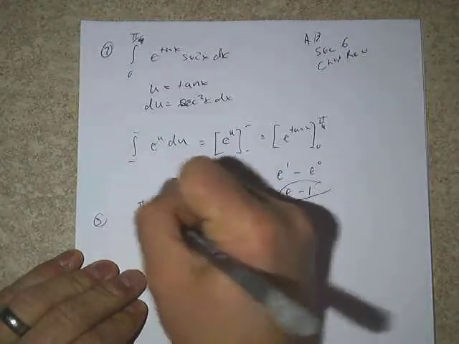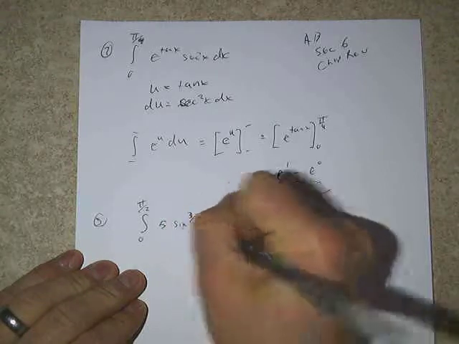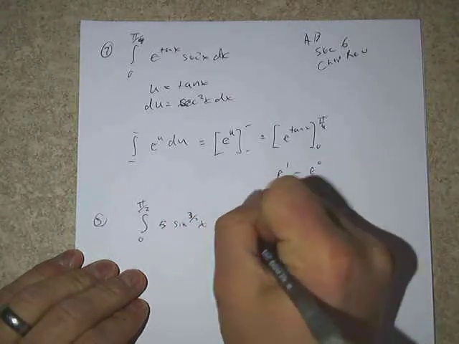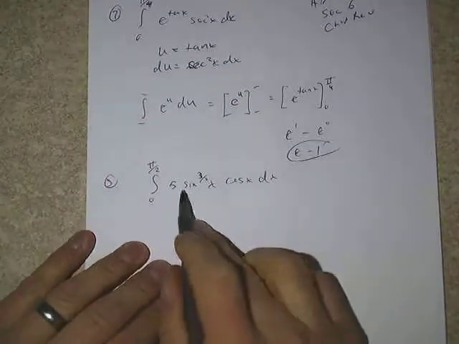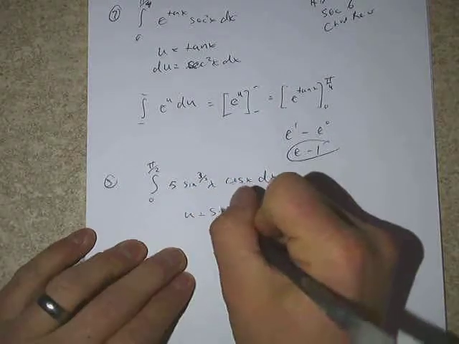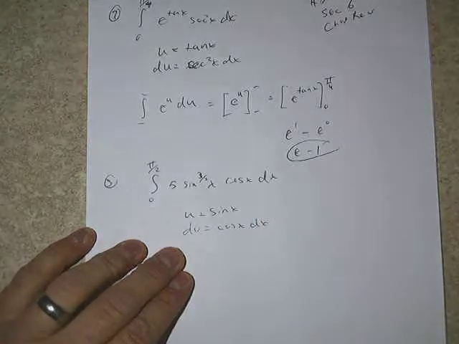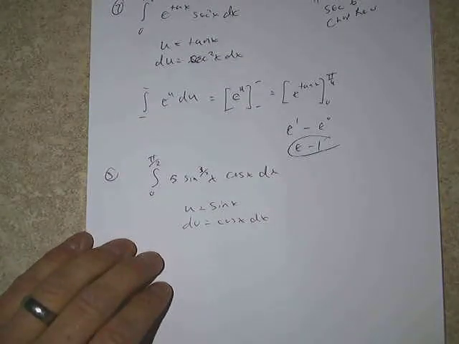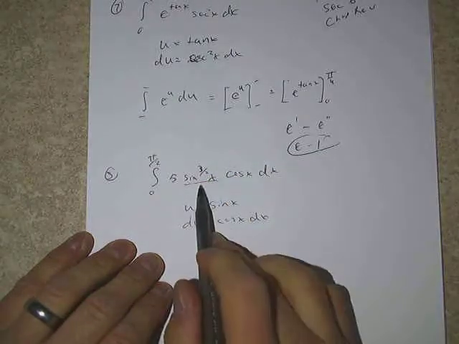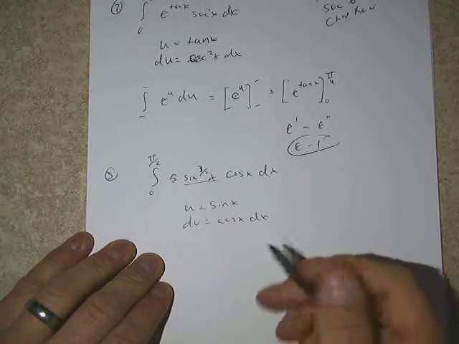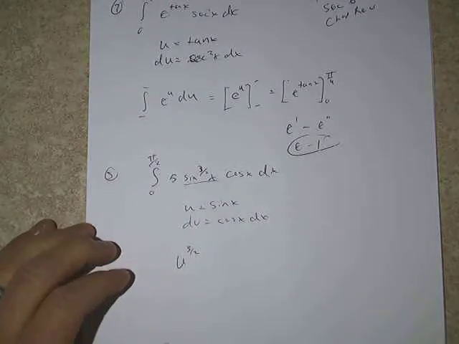Number 5, we have 0 to pi over 2 this time. Got 5 sine to the 3 halves x cosine x dx. So again, that's clearly not a known derivative, but if we let u equal sine x, then du would be cosine x dx, which would be very close to all the other stuff that I have besides the sine x that I just made into a u. And so ultimately, keep in mind again that first part, sine to the 3 halves x, could be replaced by u to the 3 halves now.